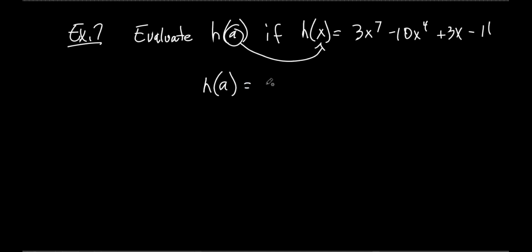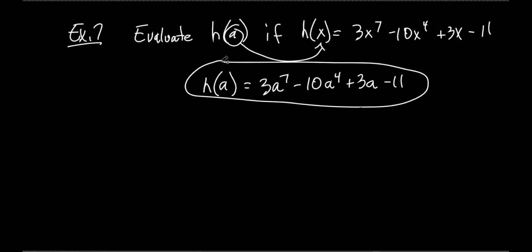So I'm going to write h of a is equal to what? 3a to the 7th minus what? Talk to me now. 10 what? I don't hear anybody talking. 10a to the 4th, right? Plus 3 what? A, and then just minus 11. And that's it. That's the answer. All they're trying to do is just show you how to replace the x with whatever they want you to replace it with. That's all they're trying to show you, okay?